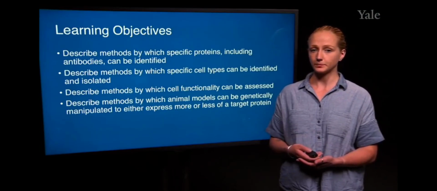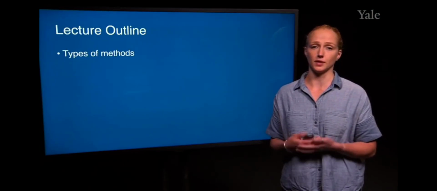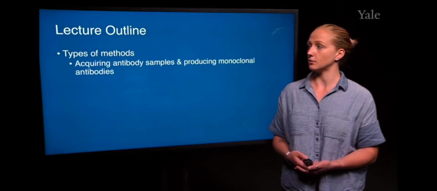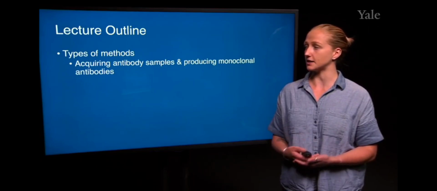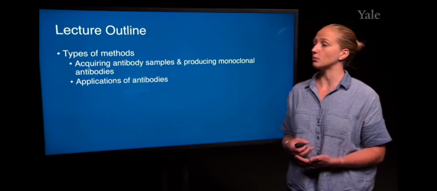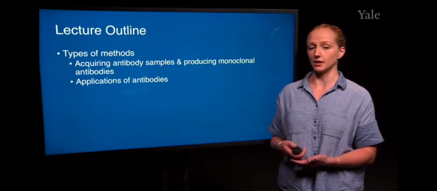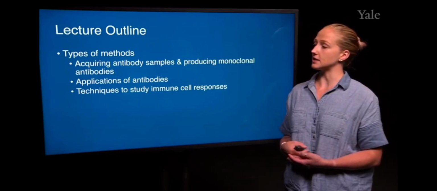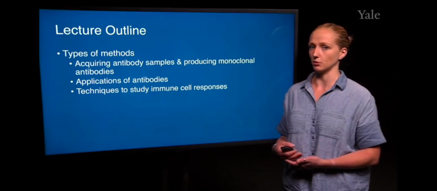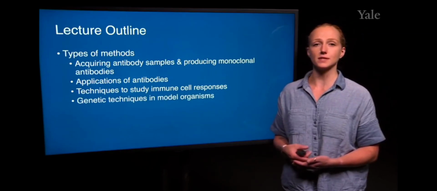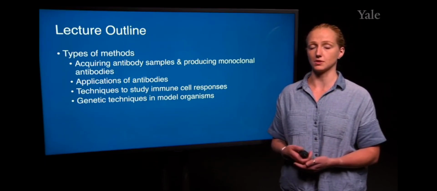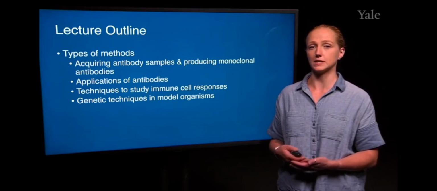Now let's briefly go through the outline of today's lecture. So the types of methods we'll be covering today will first cover acquiring antibody samples and producing what are called monoclonal antibodies. Second, we'll be talking about the applications of antibodies. Then we'll go into techniques to study immune cell responses that are not antibody-based experiments. And we'll close out today's talk by talking about various genetic techniques that we can use in model organisms to further study the immune system within the context of a whole organism.